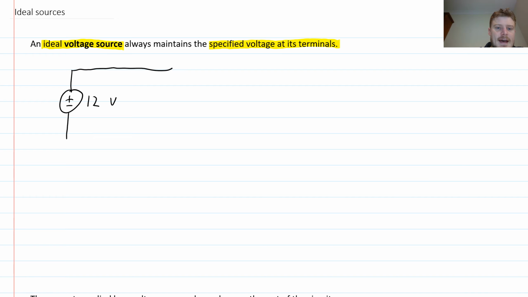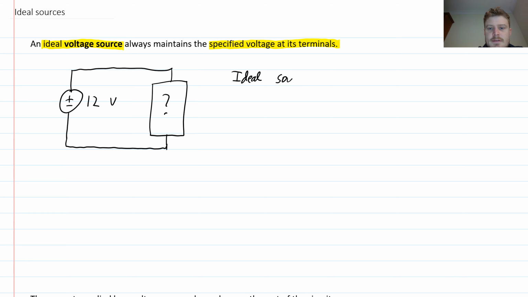We could then connect that up to the rest of our circuit, whatever other components we have, and that would be a depiction of the electronic system that we would like to study. This component here is an ideal source. Ideal sources are basically perfect. What that means is it will always generate the specified voltage. It's a mathematical approximation, the absolute best case scenario.